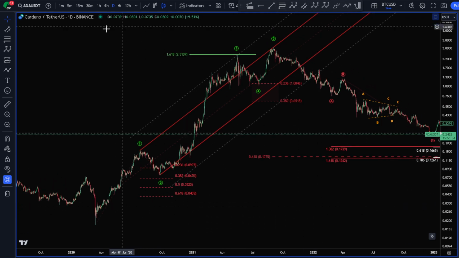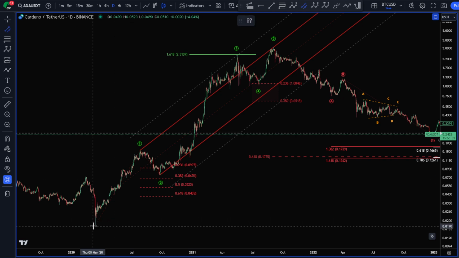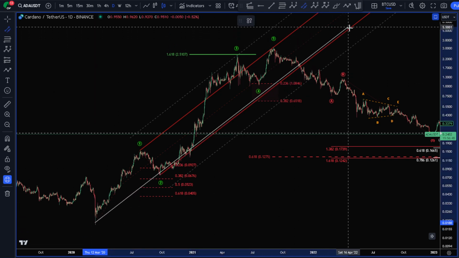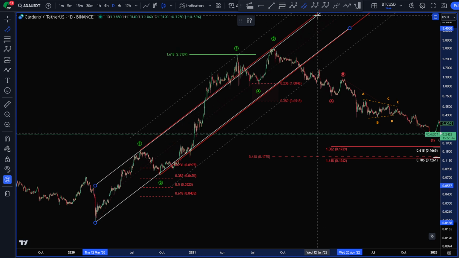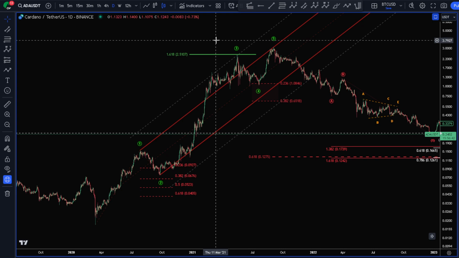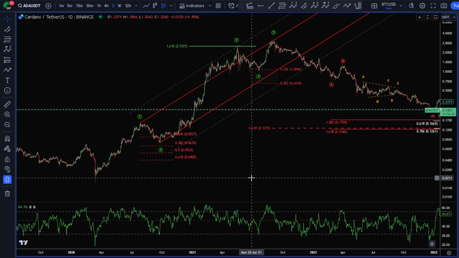I then extended a pitchfork. It's a modified pitchfork. It's just a channel. And if we pull that off the wave 1, you can see the 5th wave just ticked off the edge of the channel. The 3rd came out of it, just as you would expect.